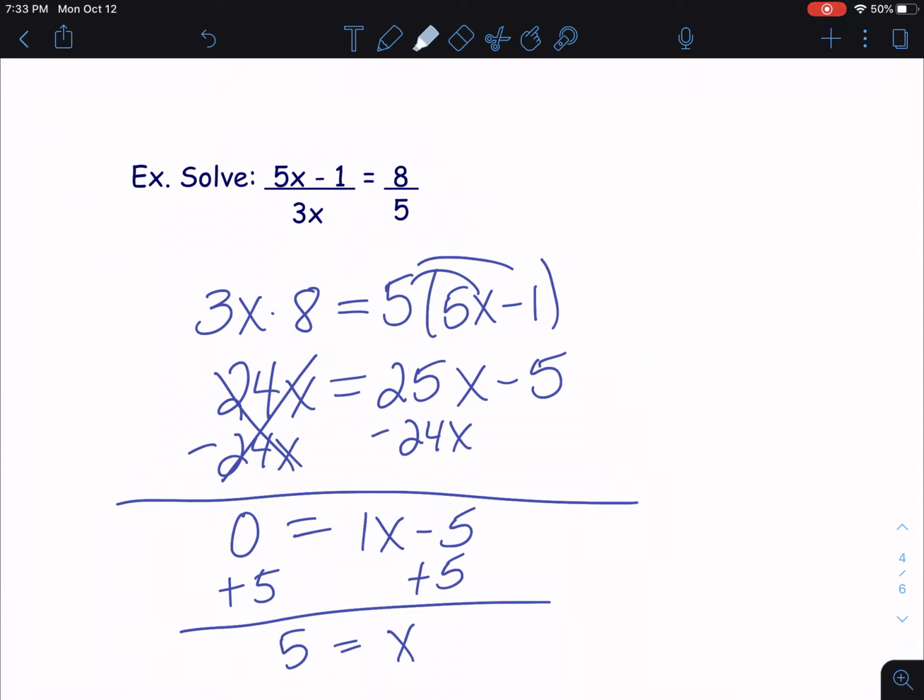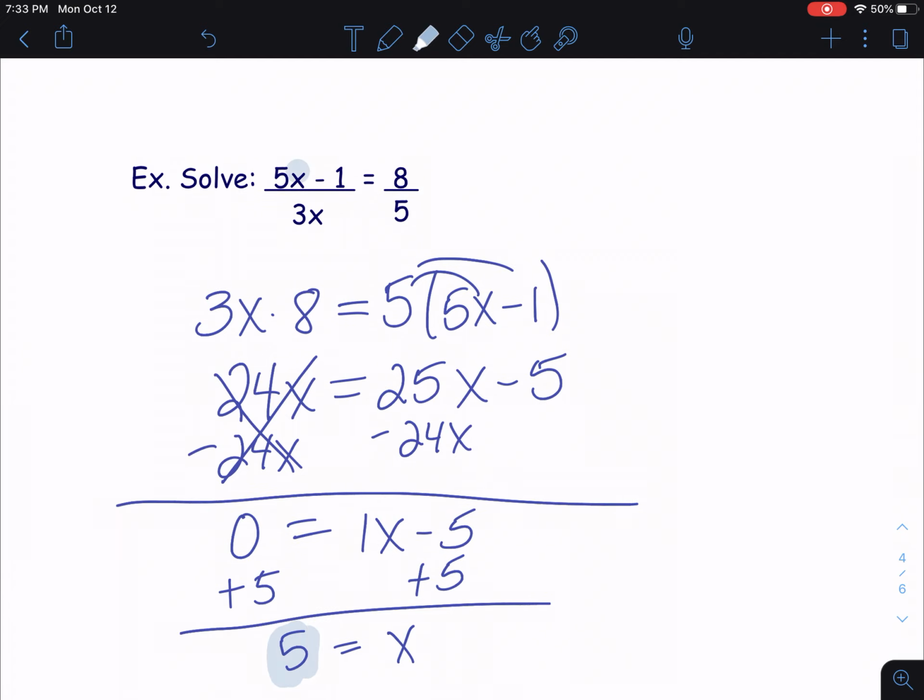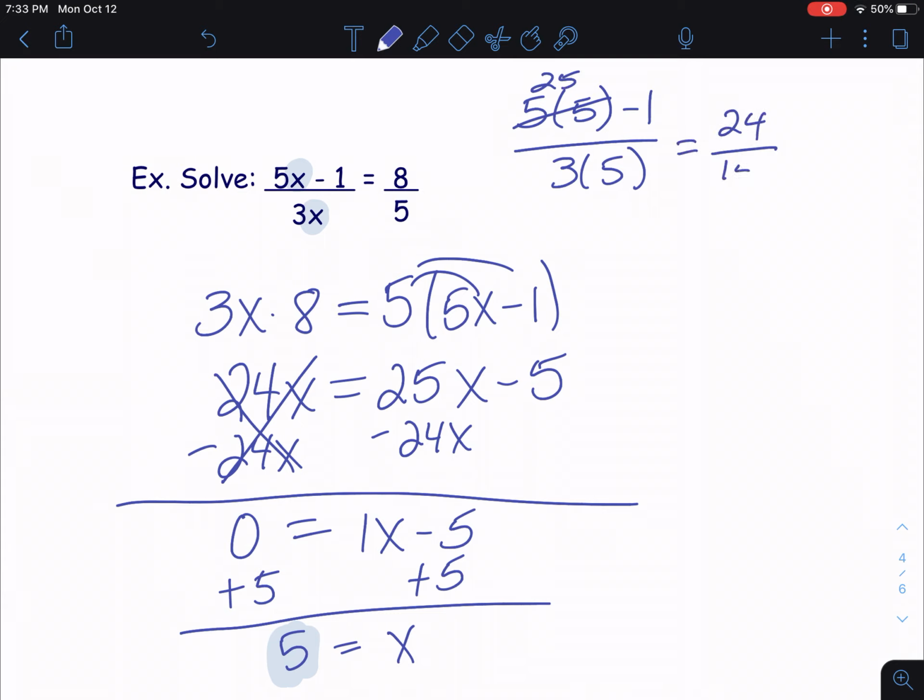If I would like to check my answer here, I could plug this value in for x in both these spots and see that I have a ratio that is the same as 8/5. Plugging 5 into the numerator and the denominator in place of x, 5 times 5 is 25, so this leaves me with 24 over 15. And I will be able to see that if I take a 3 out of both this numerator and denominator, I am left with 8/5, which is equal to the other side of my proportion.